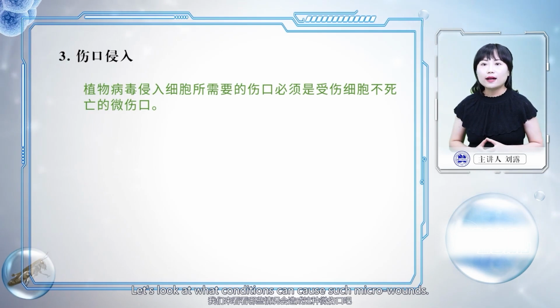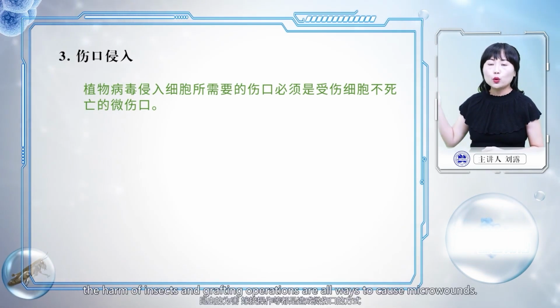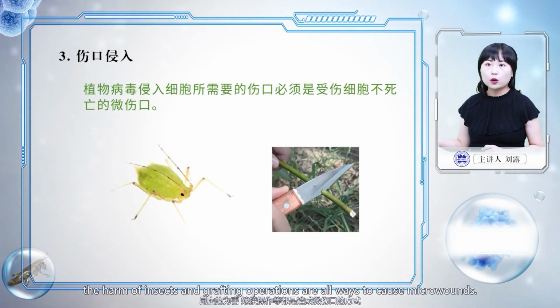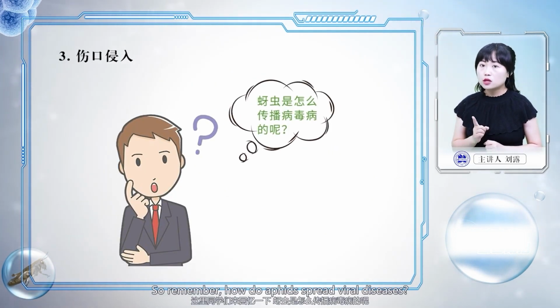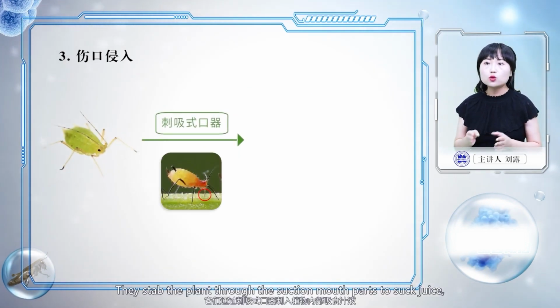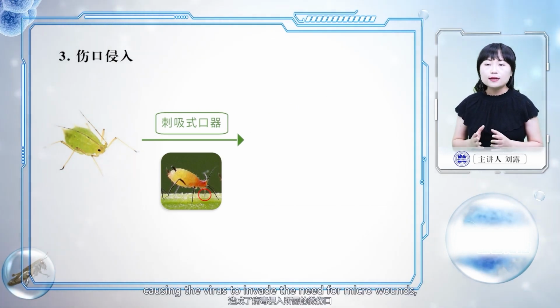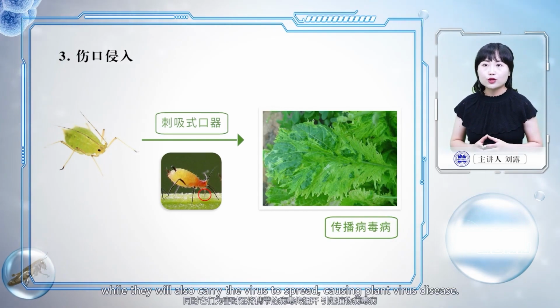Let's look at what conditions can cause such micro-wounds. For example, the harm of insects and grafting operations are all ways to cause micro-wounds. So remember, how do aphids spread viral diseases? They stab the plant with their sucking mouthparts to suck juice, causing the micro-wounds that the virus needs to invade, while they also carry the virus to spread, causing plant virus disease.